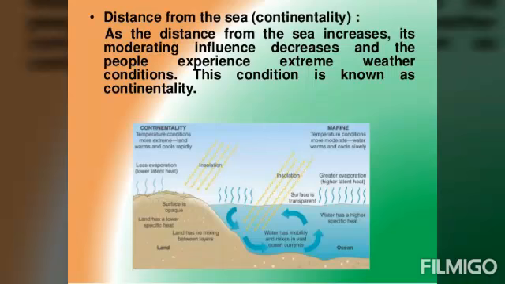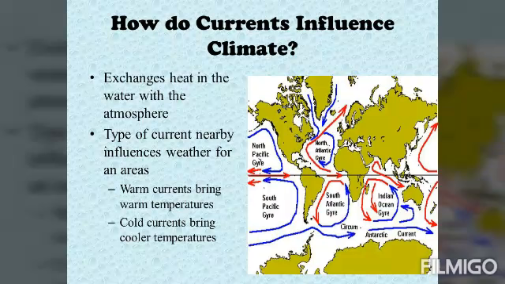Places situated near the sea experience a moderate climate that is neither very hot nor very cold, such as Chennai. Places situated in the interior of the country, such as Delhi and Amritsar, experience continental climate, that is very hot in summer and very cold in winter. Next is how do ocean currents influence the climate of India.